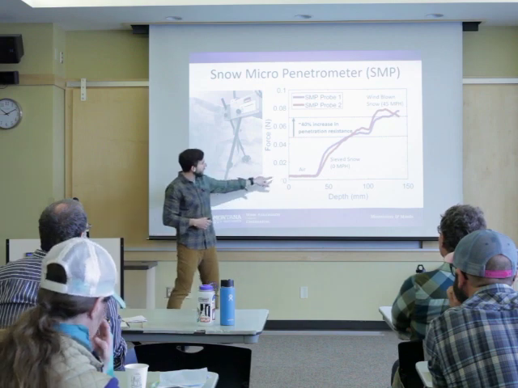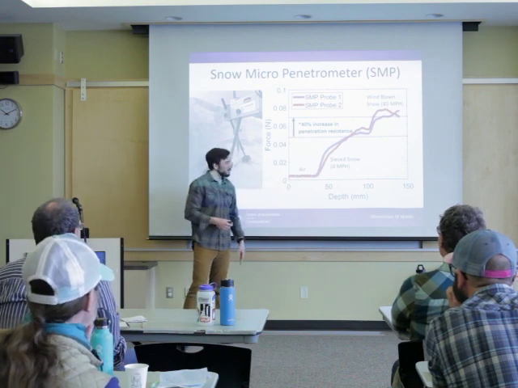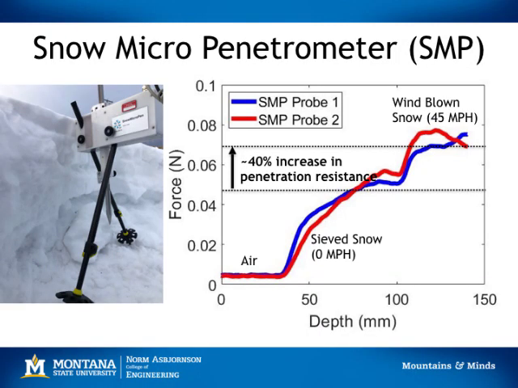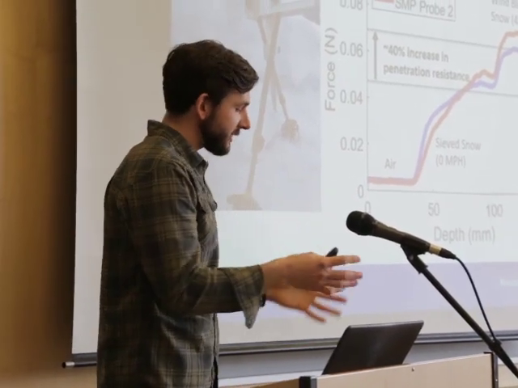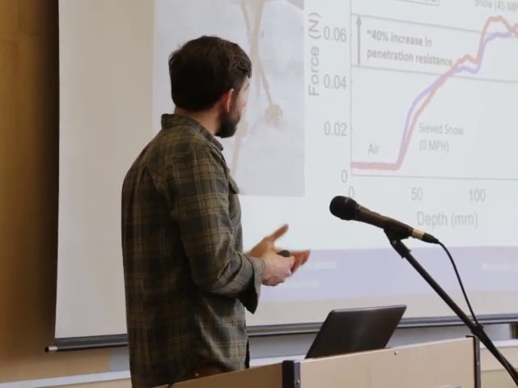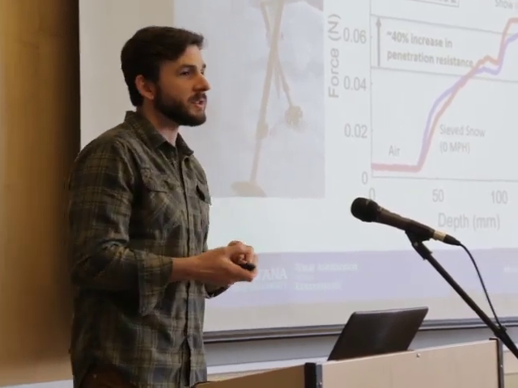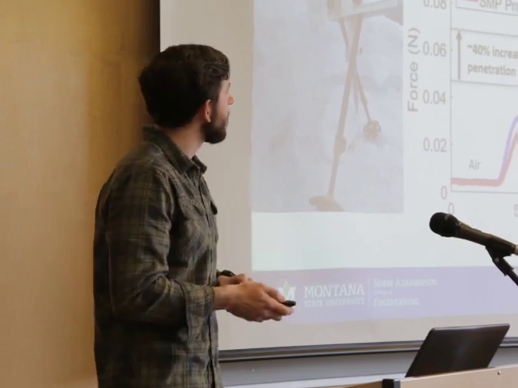You have your air signal here, which is essentially 0 force. And then it enters the low density snow that's just been sieved, not blown through the wind tunnel. And then it enters the wind blown layer. And just by blowing snow through the wind tunnel versus sieving it, there's nearly a 40% increase in penetration resistance just across those 2 layers.